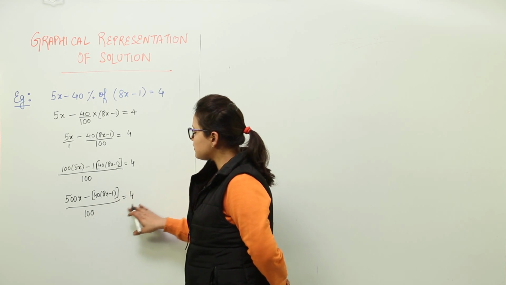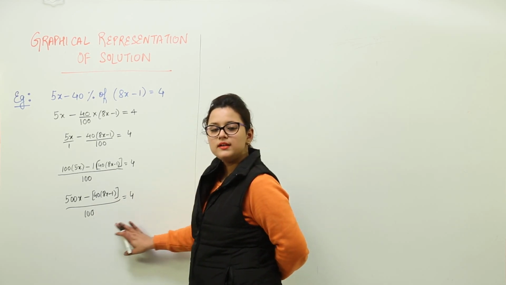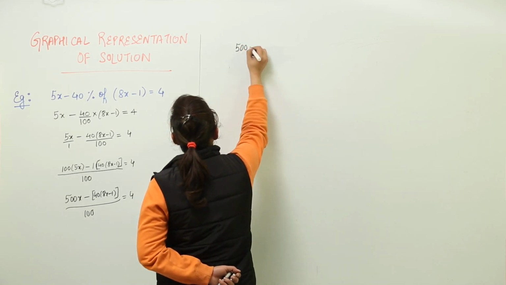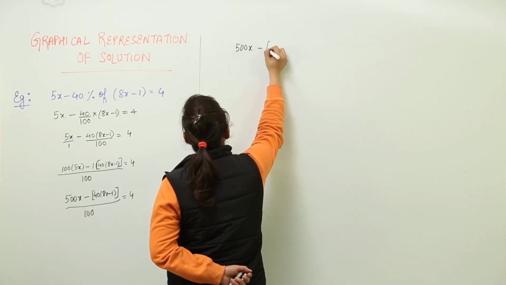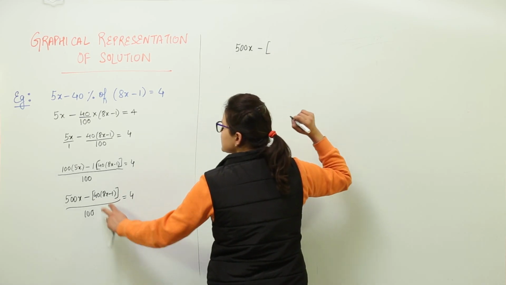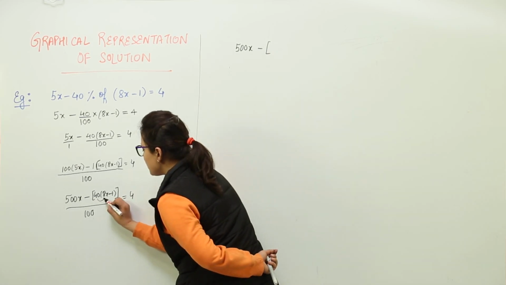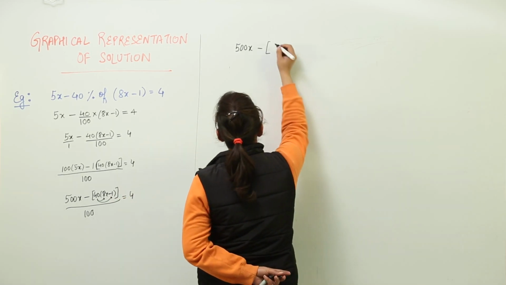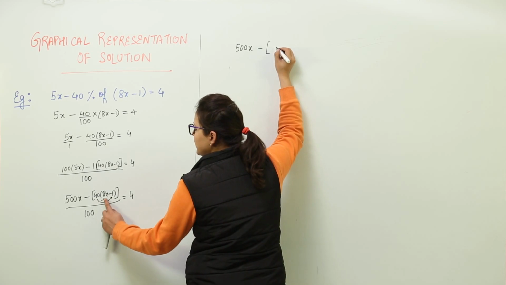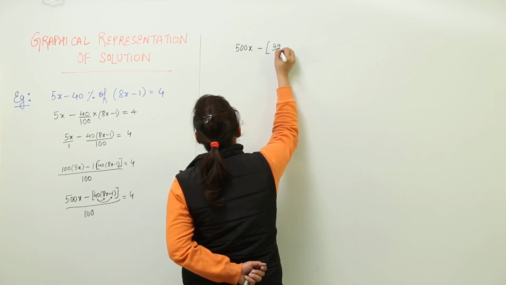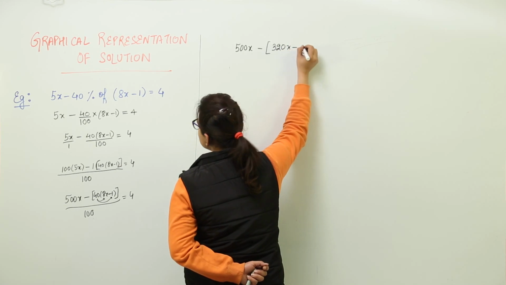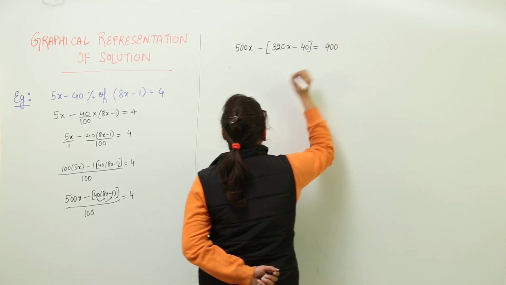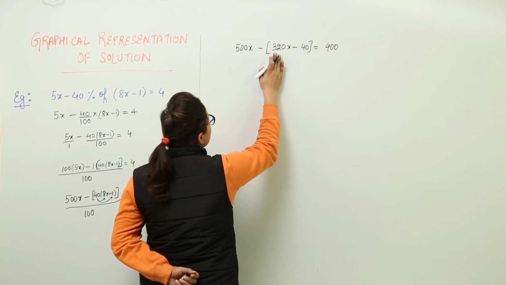Now we can take this 100 to the other side, because it was divided, it will get multiplied. So when we take it to the other side, the equation becomes 500x minus, we can simultaneously solve the left hand side also, because of which we have to multiply both the terms with the term outside, that is 40. So now 40 into 8x becomes 4 8s are 32, 320x minus 40, and to the other side we get 400.